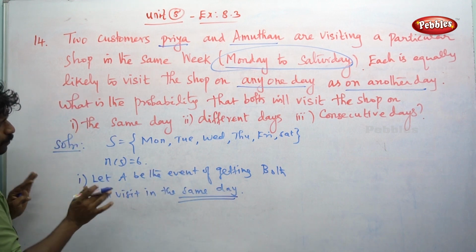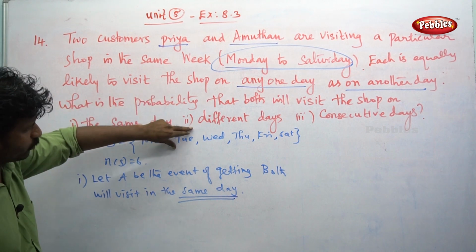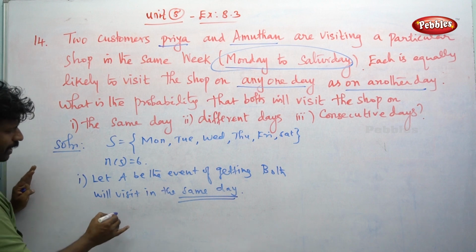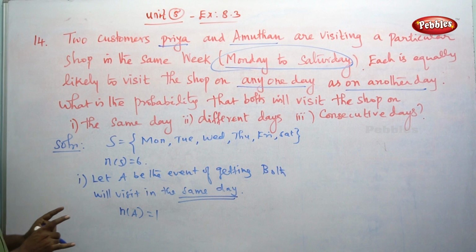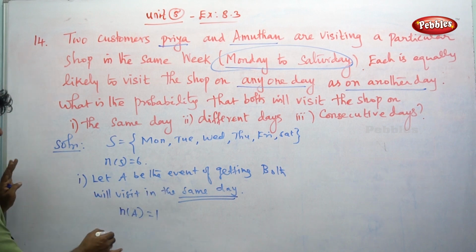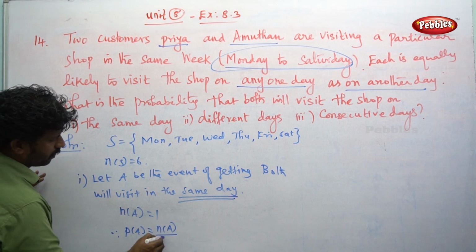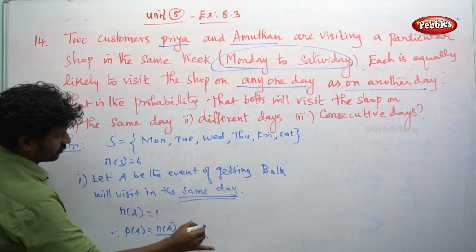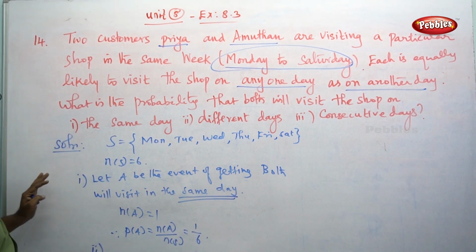ஸோ இப்போ பாருங்கள், சேம் டே அப்படின்னா ரெண்டு பேருமே வந்தால் மண்டே வரணும், ரெண்டு பேருமே வந்தால் டியூஸ்டே வரணும், ரெண்டு பேருமே வெட்னஸ்டே ஒரே நாளில் வராங்க இல்லையா? அப்போ கண்டிப்பாக வந்து இந்த n of A வந்து ஒன்றுன்னு தான் வரும். ஏதோ ஒரு நாளில் தான், ஏன்னா சேம் டே, ரைட்? So therefore here the P of A is equal to the n of A by the n of S is equal to 1 by n of S வந்து 6, right?